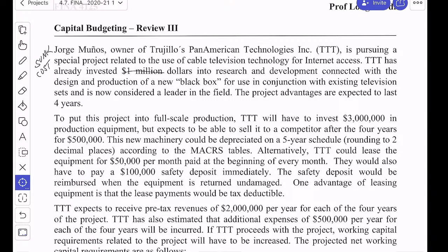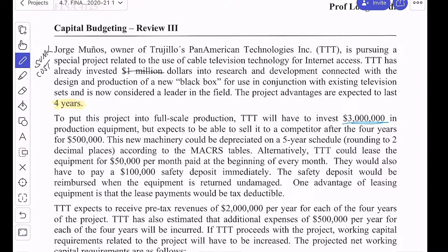Connected with design and production of new black blocks. It's a 4-year project. Keep that in mind. Next. To put this project into full-scale production, it will have to invest $3 million in production equipment. So investment, I will put in blue.